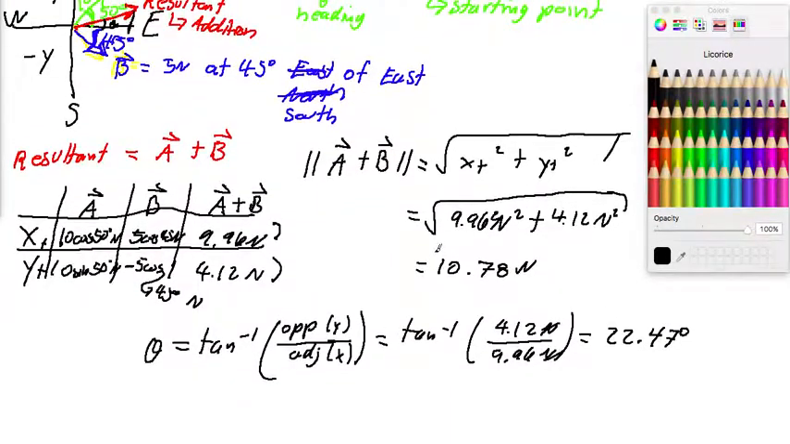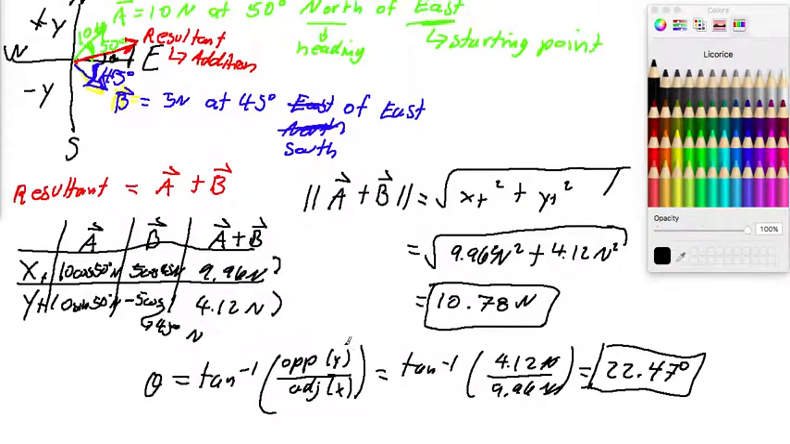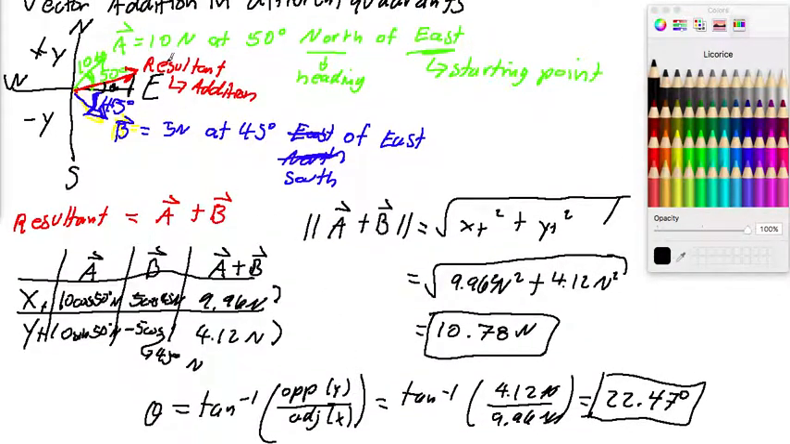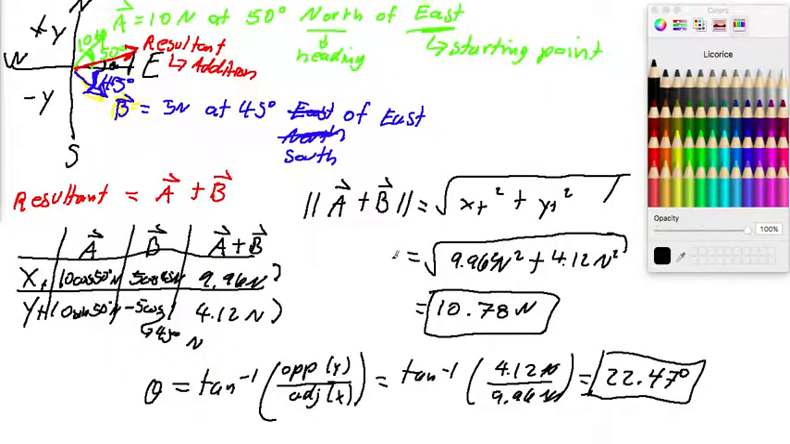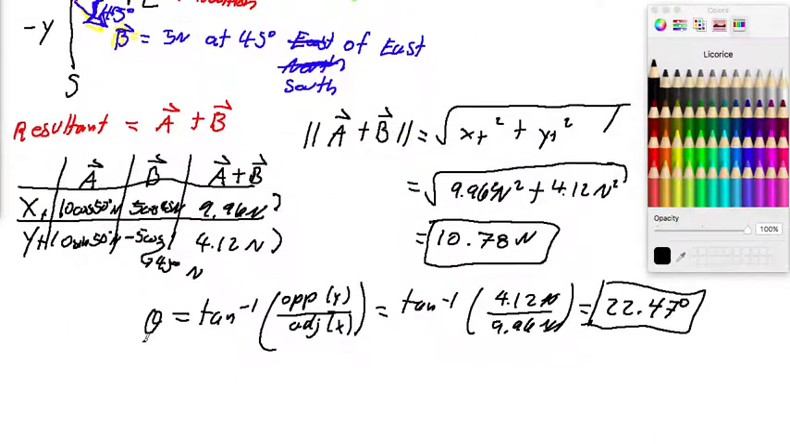You have the magnitude and the angle. But remember how they gave you the problem: 10 newtons at 50 degrees north of east, 5 newtons at 45 south of east. Now you have to give them the answer in the same way. So now we're going to say the resultant. Let me write the final answer.